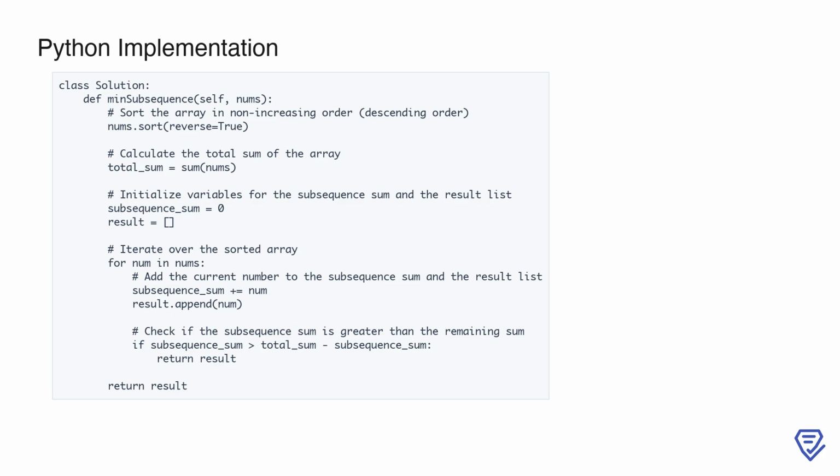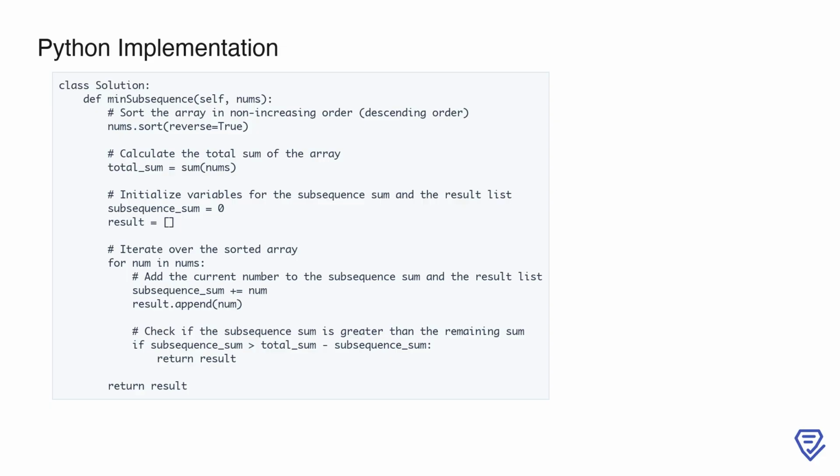2. Calculating total sum. We compute the total sum of the array to help us determine when the subsequence sum exceeds the remaining sum. 3. Initializing variables. We initialize subsequence_sum to 0 to keep track of the sum of the chosen subsequence. An empty list result is used to store the elements of the subsequence.